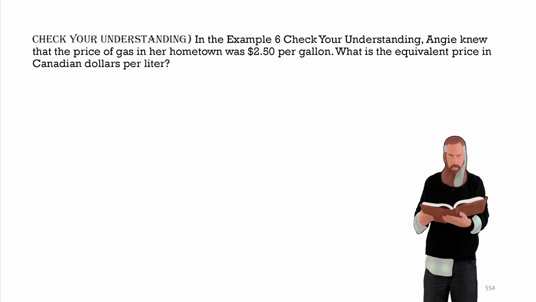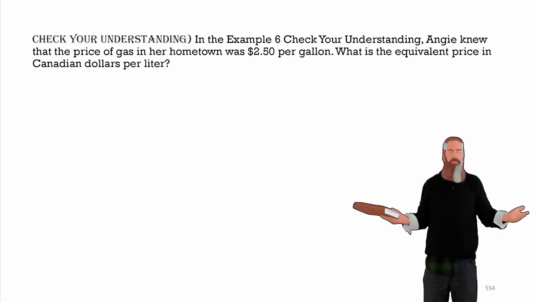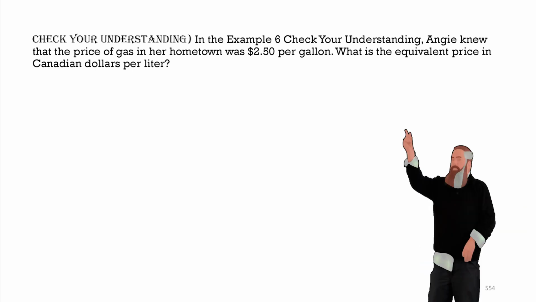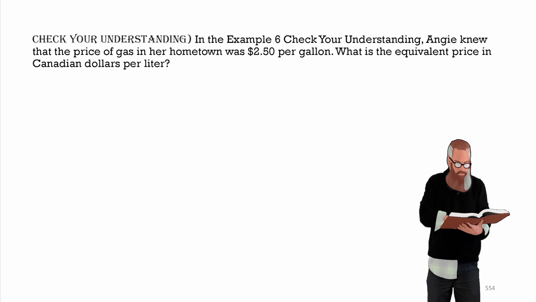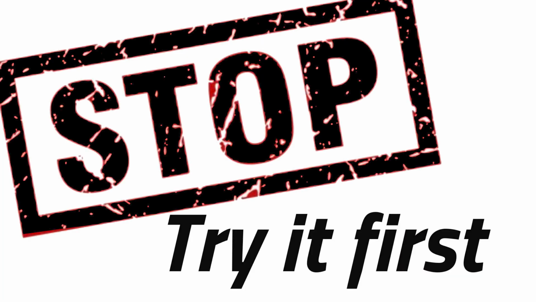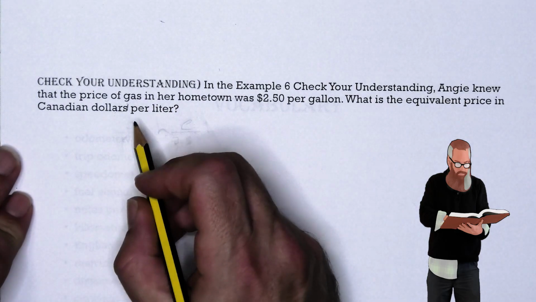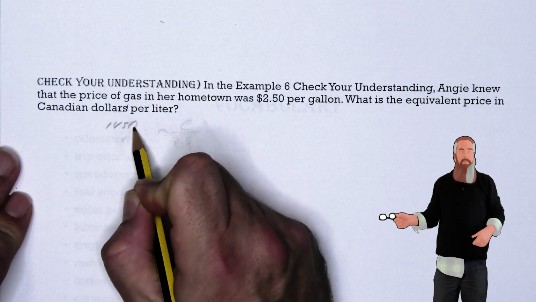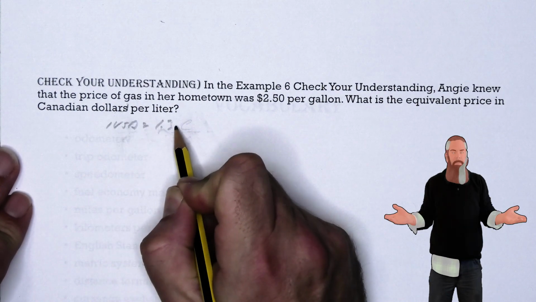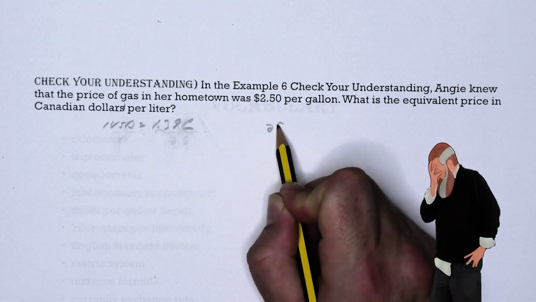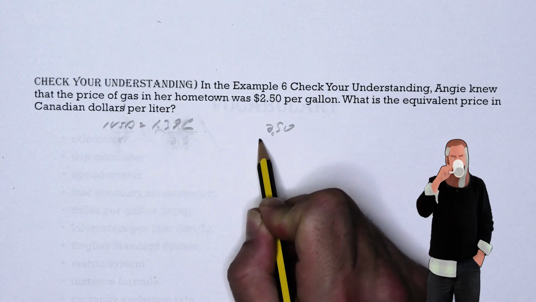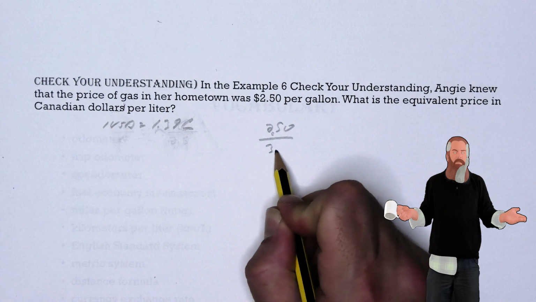Now let's check our understanding of this. In the example 6 check your understanding, Angie knew that the price of gas in her hometown was $2.50. What is the equivalent price in Canadian dollars per liter? What we want to remember from that problem is that 1 US dollar was equal to 1.39 Canadian dollars. So what we're going to do is take that $2.50 per gallon and divide that by 3.8.